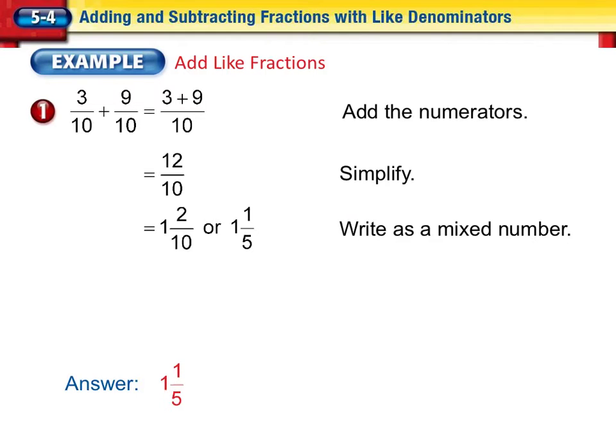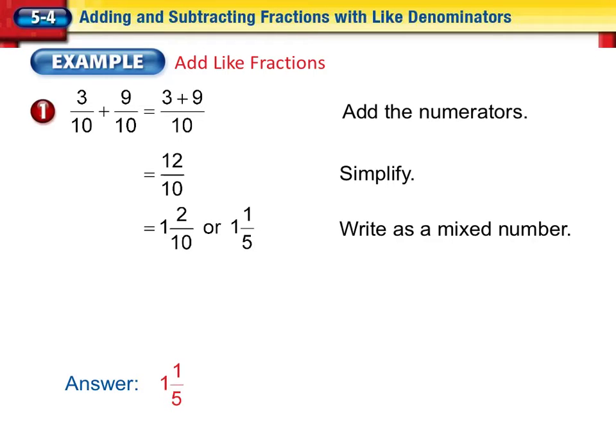Let's look at this example. We're adding 3/10 to 9/10. Our denominator is the same, so we'll keep our denominator as 10, and we'll add our numerator of 3 to our numerator of 9. 3 plus 9 is 12/10.